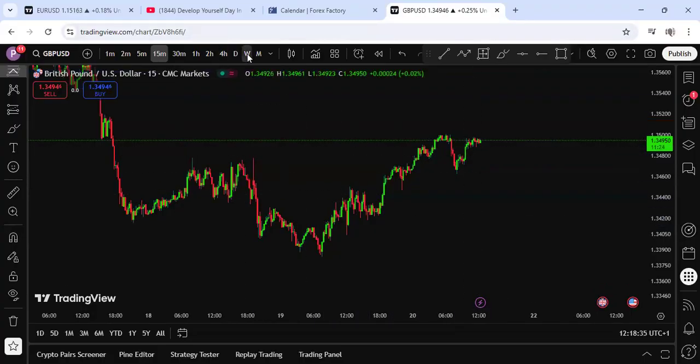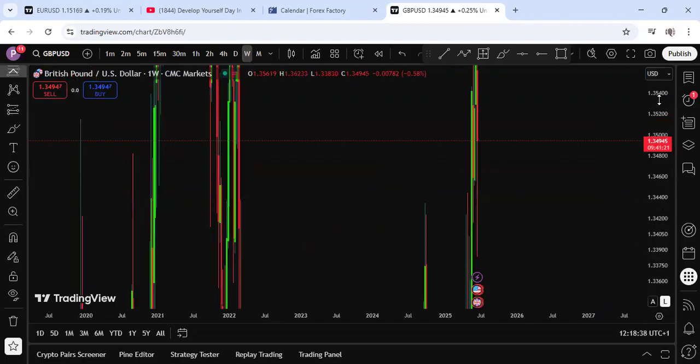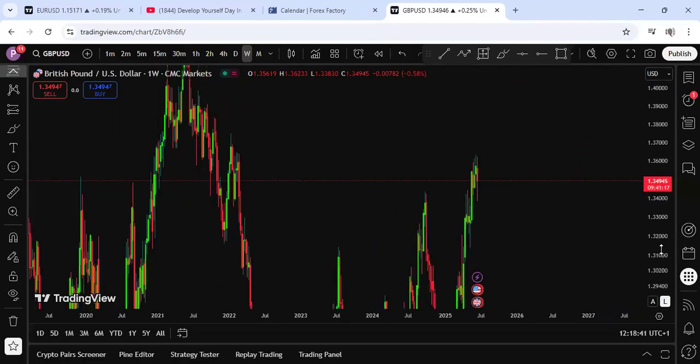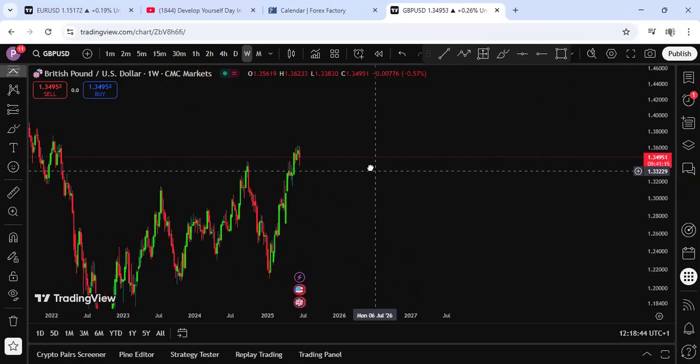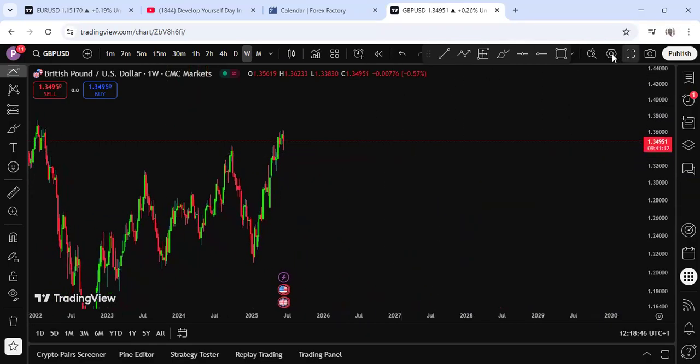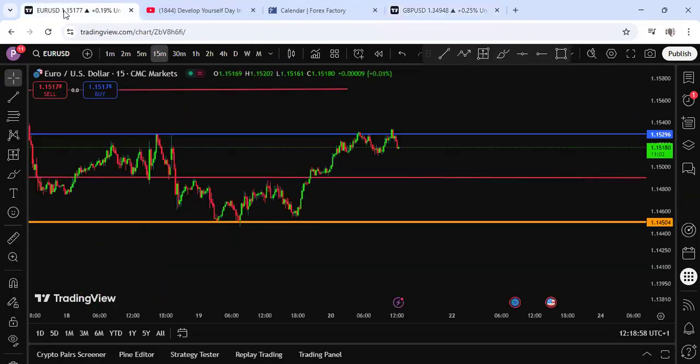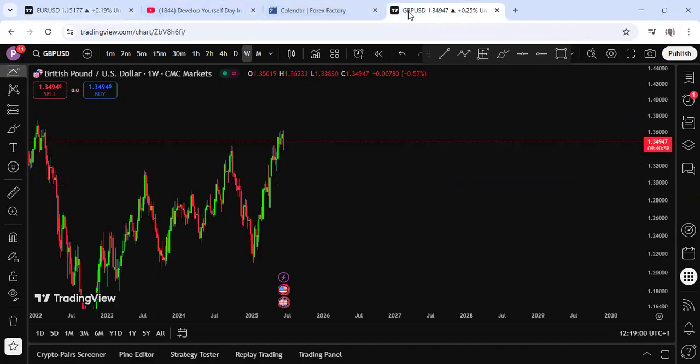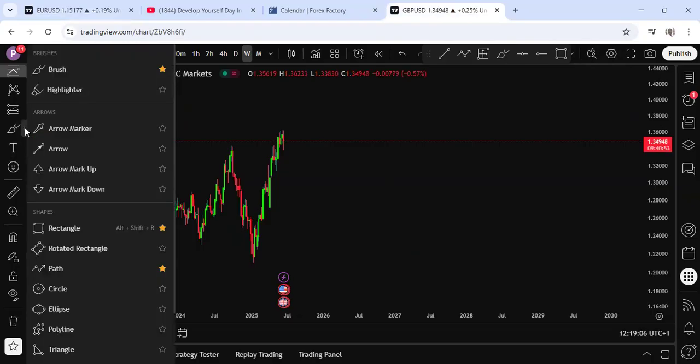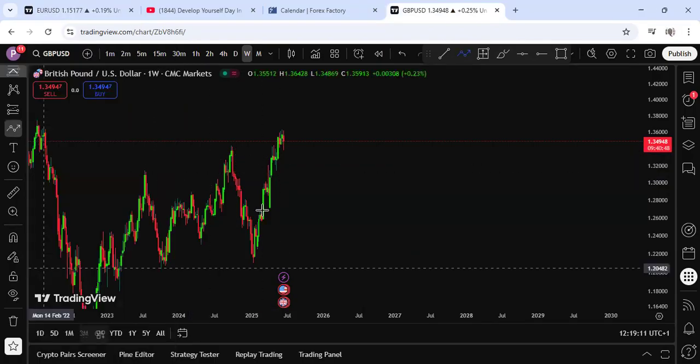The first thing you want to do is see the market from a higher time frame perspective. You want to know if the market is actually bullish. When I say the market is bullish, I'm talking about when the market is making higher highs and higher lows. That is a bullish market. So for example, let me show what I mean.